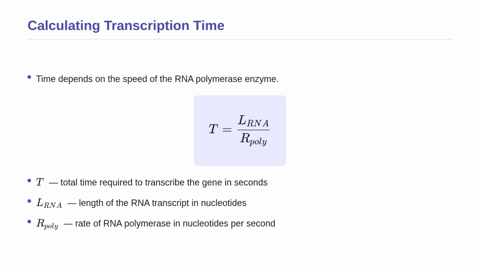Here, T represents the total time required to transcribe the gene, usually measured in seconds. lRNA is the length of the RNA transcript in nucleotides that we just learned how to calculate. R poly represents the rate or speed of the RNA polymerase enzyme, measured in nucleotides per second. If the gene length increases, the time required increases. Conversely, if the polymerase rate increases, the time will decrease because the enzyme is moving faster.